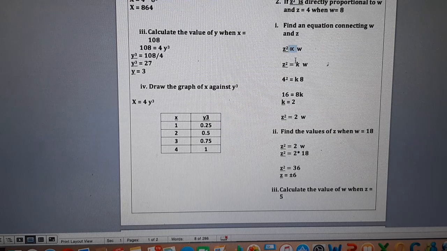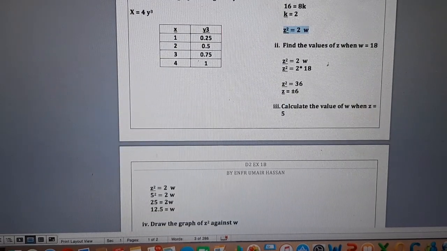The proportionality sign will be replaced with an equality sign by inserting a constant k. You can find the value of k using these two values, z is 4 and w is 8. So in place of z, use 4, and in place of w, use 8. 4 square is 16. 16 over 8 will give you k, that is 2. This is the equation connecting z square and w, where k is equal to 2.